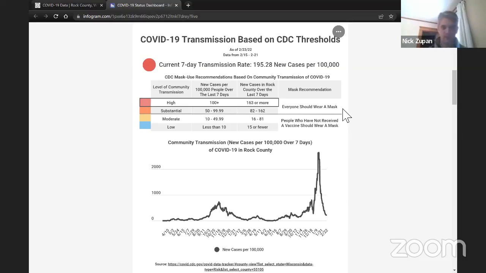So here, on the health department's data page for COVID-19, we do have linked the CDC data tracker. And right now this data is updated on a daily basis. So if you're interested, you can go in and take a look at the data on a day-to-day basis if you want to see more frequent updates.